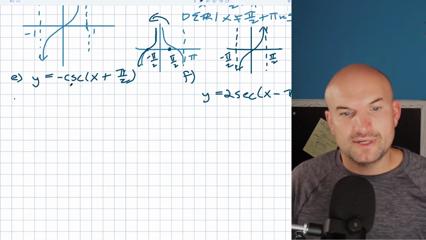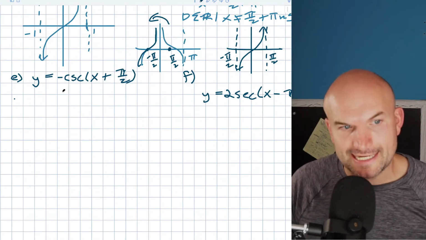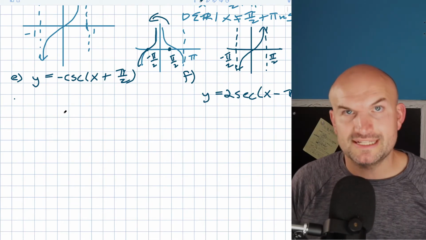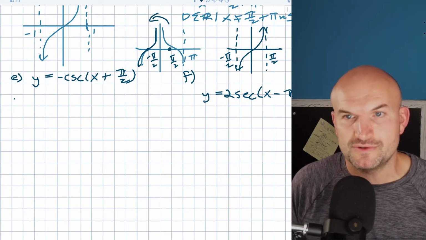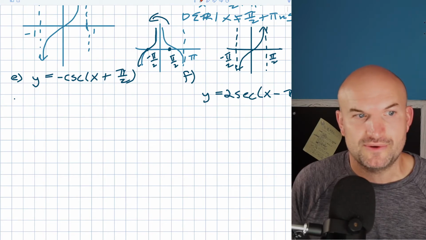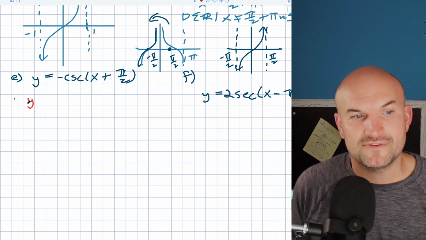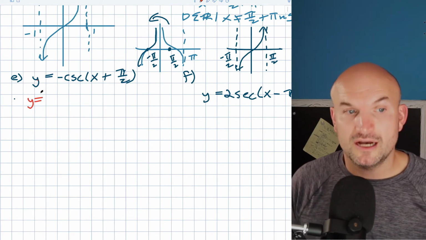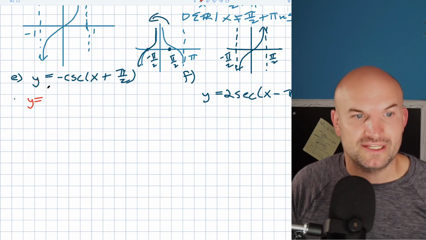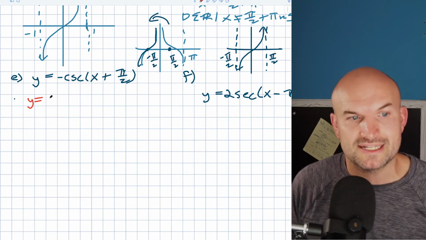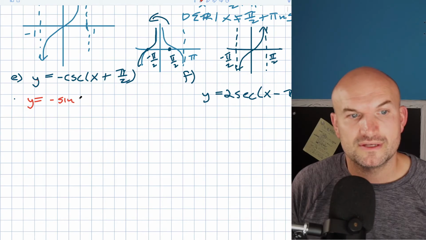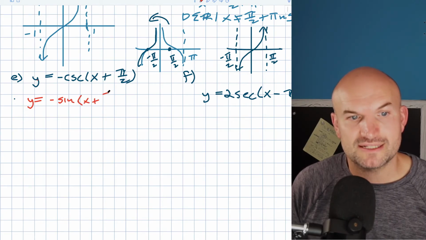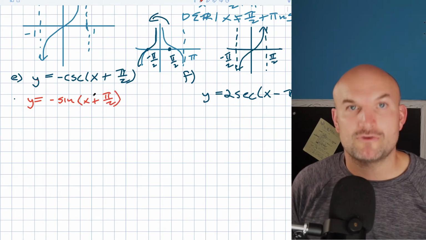Okay, so when you're dealing with the reciprocal functions, these can be kind of tricky. So what I always like to do with my students is tell them, hey, why don't we just go ahead and graph the reciprocal function of these functions, and then graph the sine and cosine. So y is equal to a negative sine of x plus pi halves. What would that graph look like?